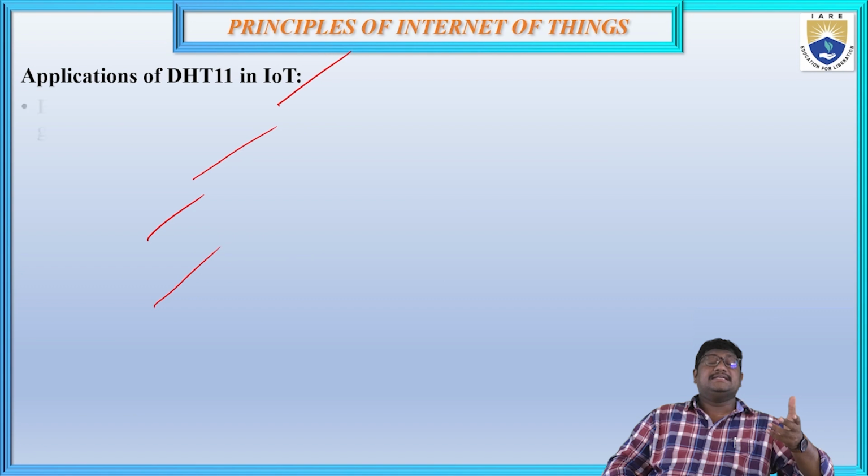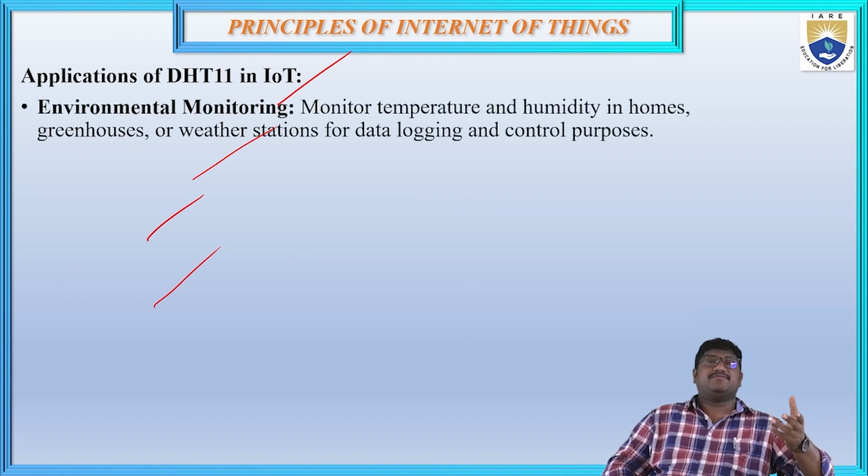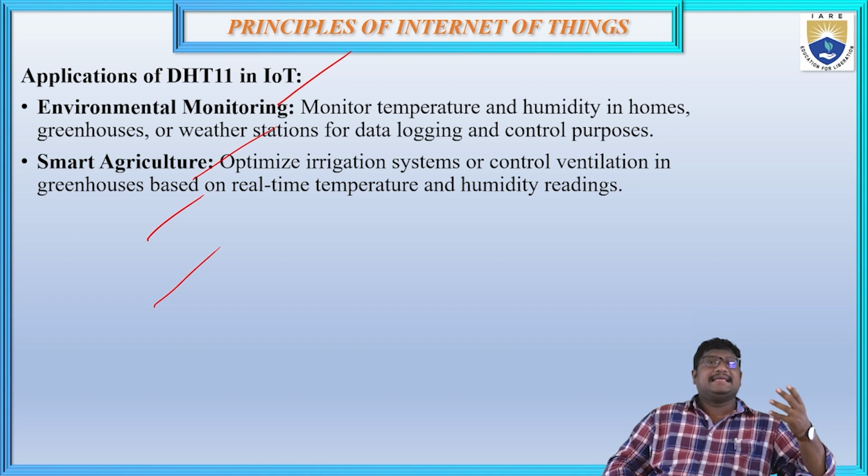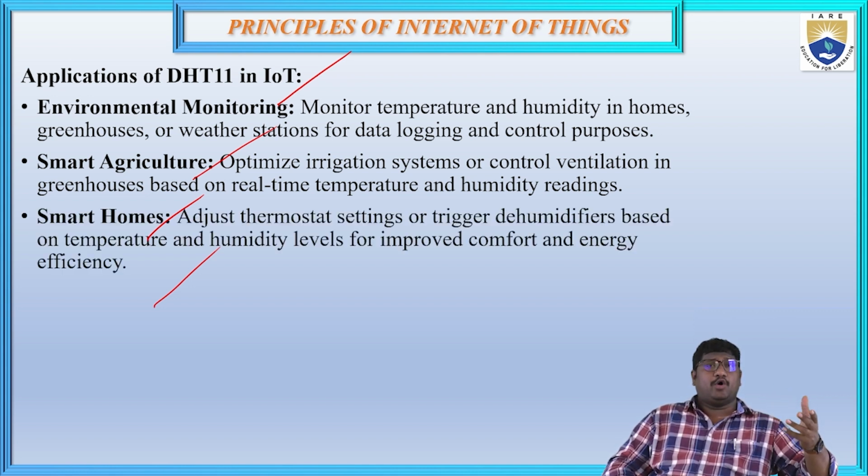And what are the applications of DHT11? The first one is environmental monitoring, which is monitoring temperature and humidity in homes, greenhouses or weather stations for data logging and control purposes. This was the first application, environmental monitoring. Coming to the second one, smart agriculture, automating irrigation systems and controlling ventilation in greenhouses based on real-time temperature and humidity readings. Coming to the third application, smart homes, adjusting thermostat settings or triggering dehumidifiers based on the temperature and humidity levels, which is more convenient for us.